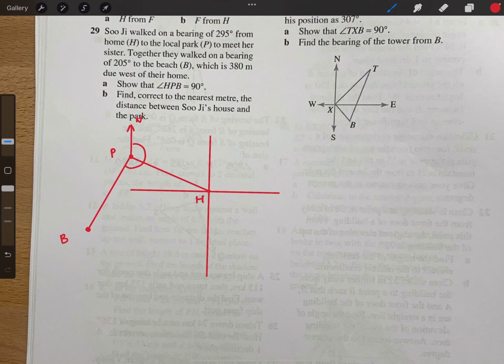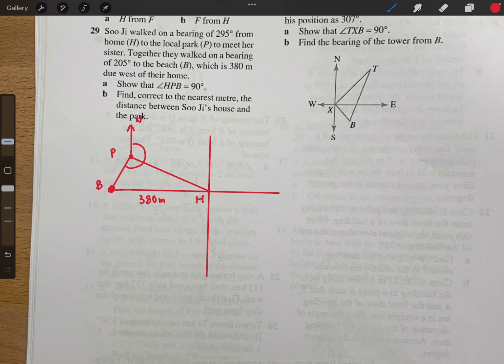The beach is 308 meters due west of their home. So the beach happens to be exactly west of their home. So somewhere here, we're going to be at 205. B is 308 meters, so that means 308 meters is this one here. So she has to go to the park first to meet her sister. Then she goes to the beach, which is over here. I drew this part too long, so that's supposed to be like that.